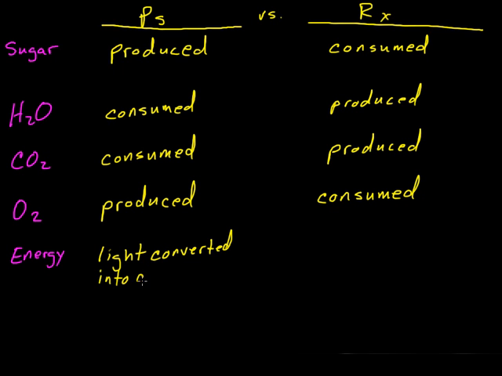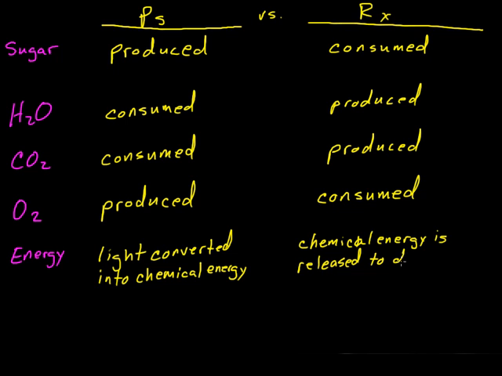into chemical energy. In other words, carbohydrate. And energy in respiration, we would say that more complex chemical energy is released in the form of ATP, okay, so that the cell can do work. So we'll say to do work.